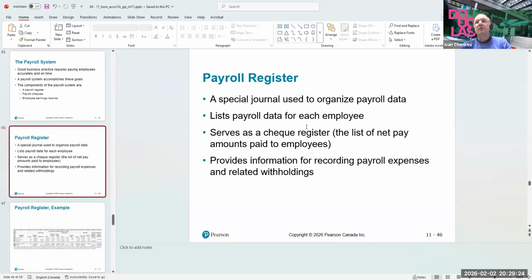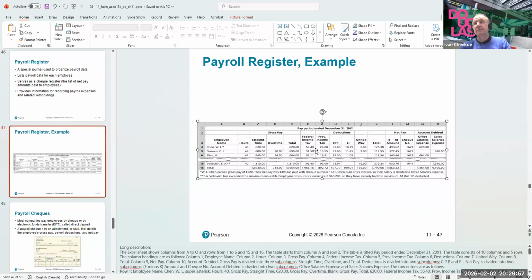The payroll register is a special journal which is used to organize all of the payroll data. It's going to have a list of the payroll data for each employee for services, and that will serve as a check register. It's going to provide the information for the recording of the payroll expenses and the related withholdings. So what will be the example? The example is going to look like this.